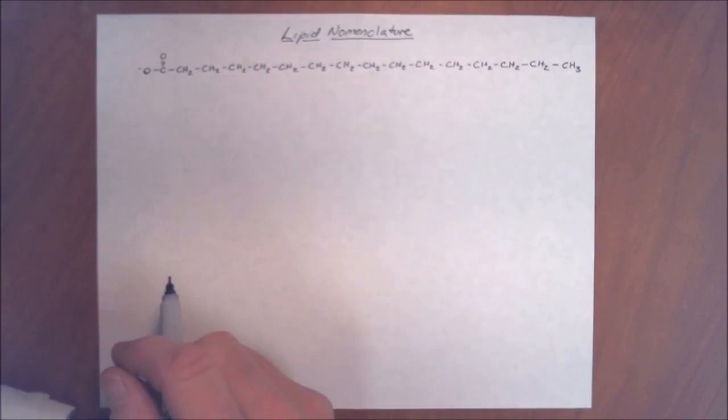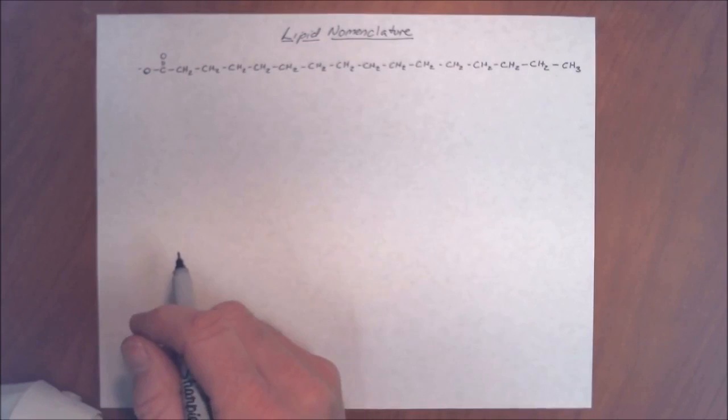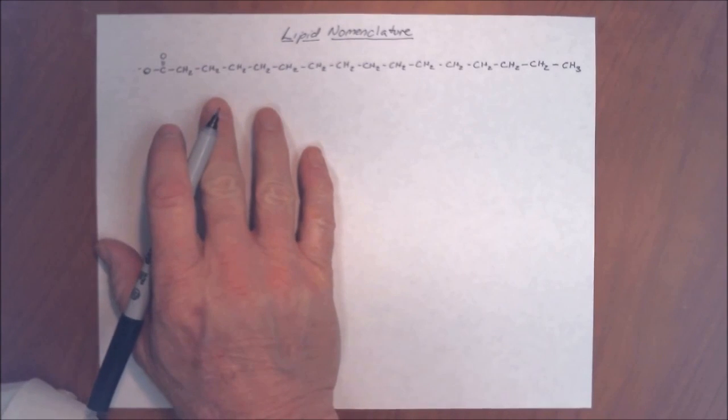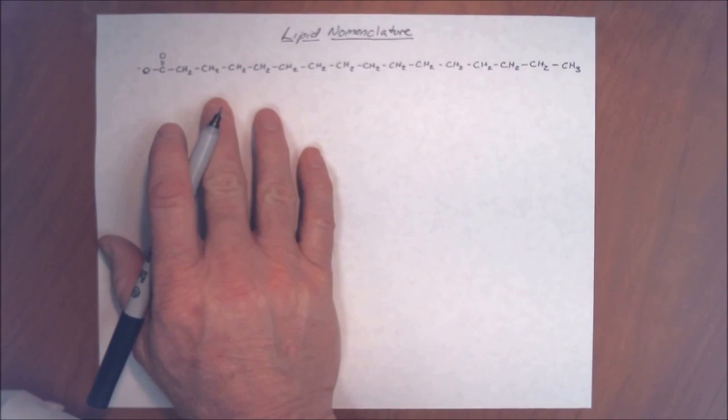Okay, so let's now take a look at lipid nomenclature. There are specific rules that are in place for describing lipids, so that from the name of the lipid we can actually draw the structure, and vice versa. Once we know the structure, we can draw the name.